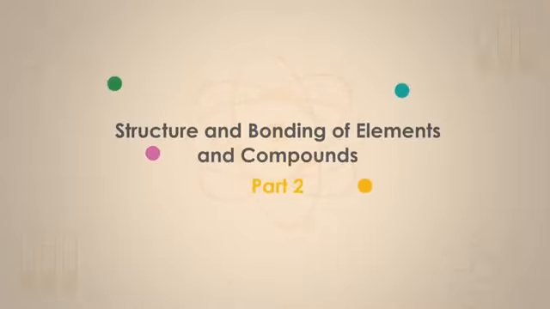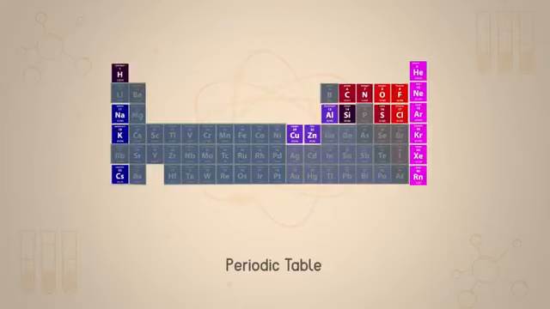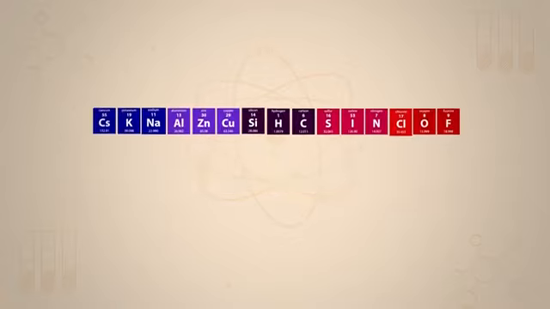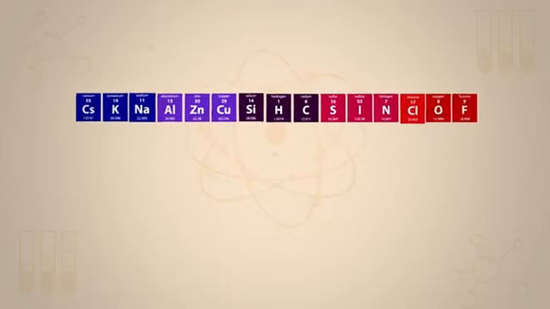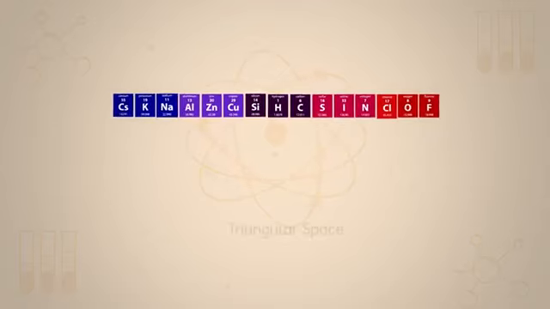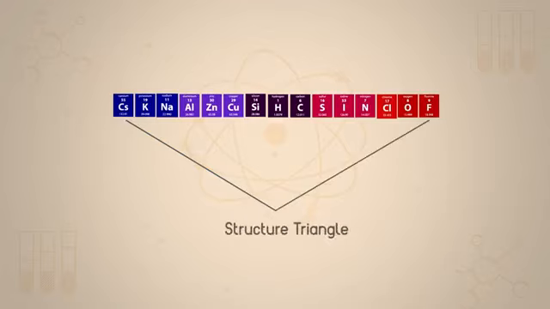Structure and Bonding of Elements and Compounds, Part 2. In Part 1 of this video, we developed a triangular space with the elements arranged along the top from the most reactive metal cesium to the left and the most reactive non-metal fluorine to the right. All possible compounds formed by the elements will now fall into the triangular space, the structure triangle.